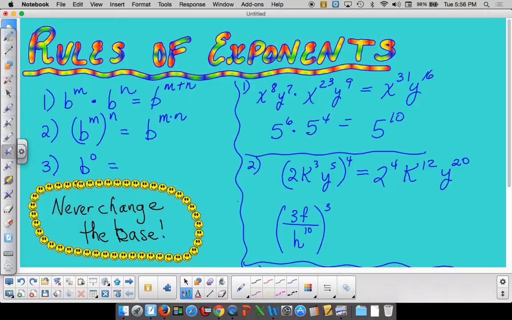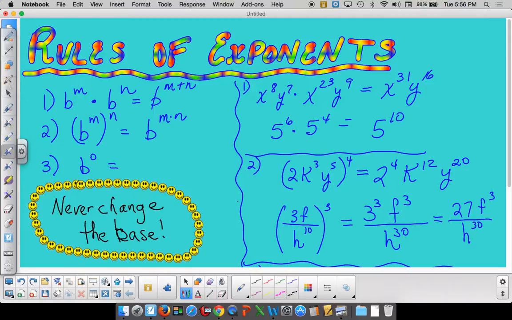Same thing applies on the second example when I have a fraction. The cubed power up here has to distribute to every term. So that would include the 3. So we would get 3 cubed, f cubed, and on the bottom when we multiply that together that would be h to the 30th. Now on one like this, since cubed power isn't that big, we would go ahead and work it out and make that 27 f cubed h to the 30th.